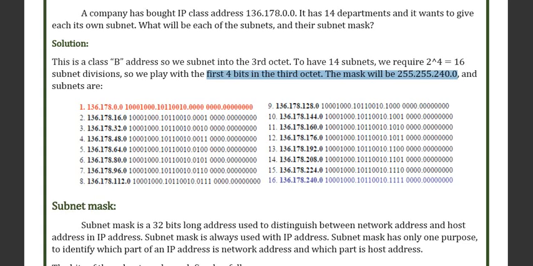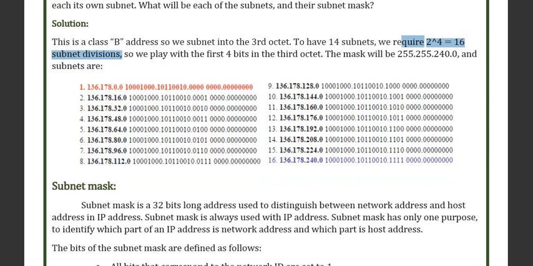Now we can get the 14 subnets, and you can see that each of the subnets is different from each other by 16. How does it happen? Because we have already seen that we have to divide by 2 to the power 4, that means 16 subnets. For this reason each section is differentiated from the other by the value 16: 0, 16, 32, 48, etc., and moving on.